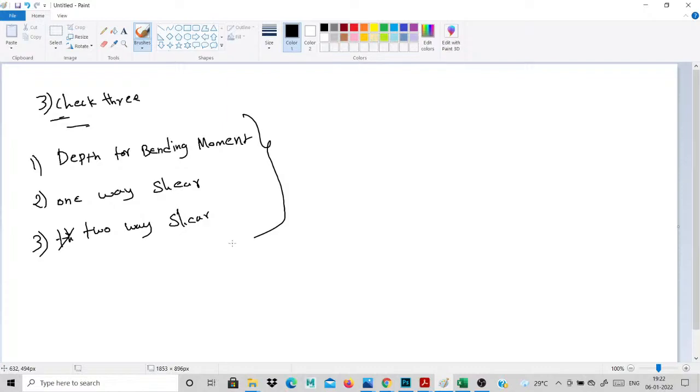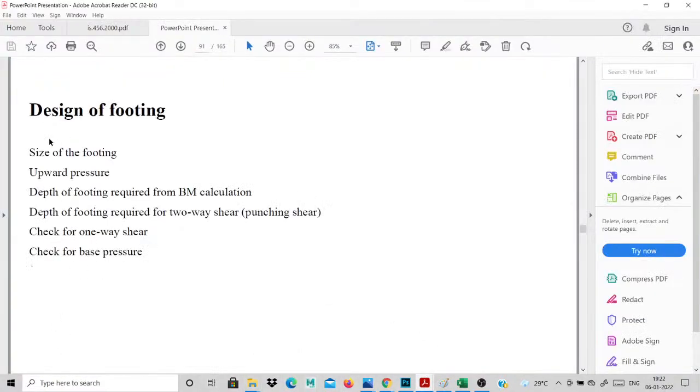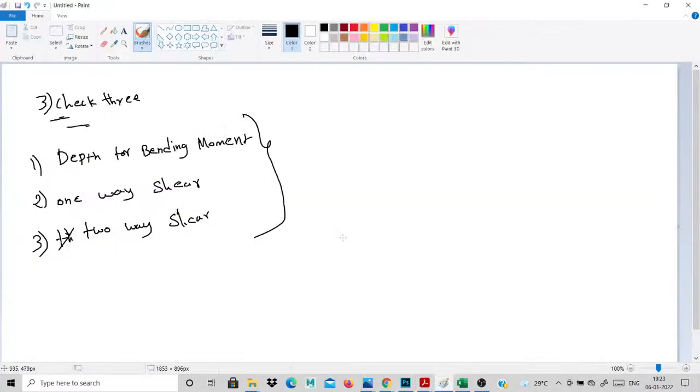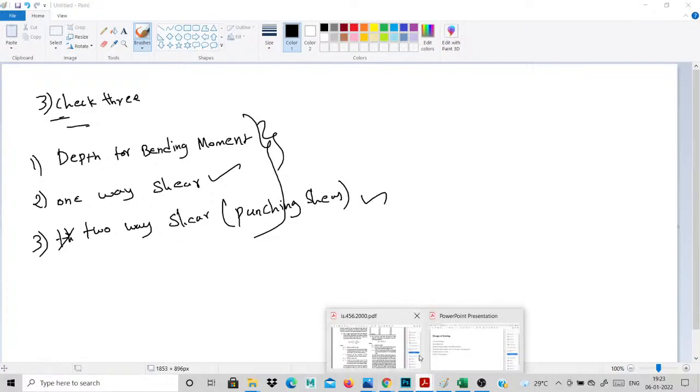There are automatically so many checks, but the main check for the footing is the bending moment. Another is the two-way shear, another name for which is punching shear. This is a one-way shear. The two-way shear is a punching shear. So one is a bending moment, another is a one-way shear, another one is a punching shear for your buildings. These are the main three checks to develop your buildings.